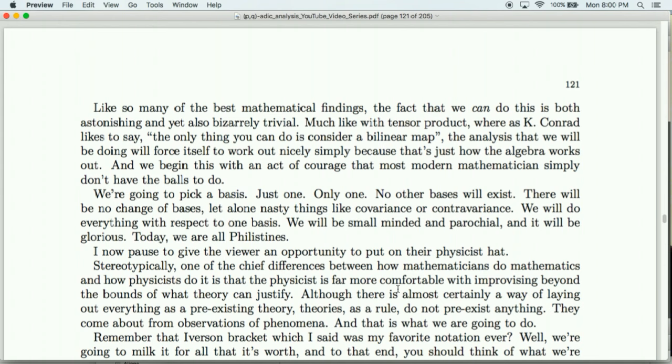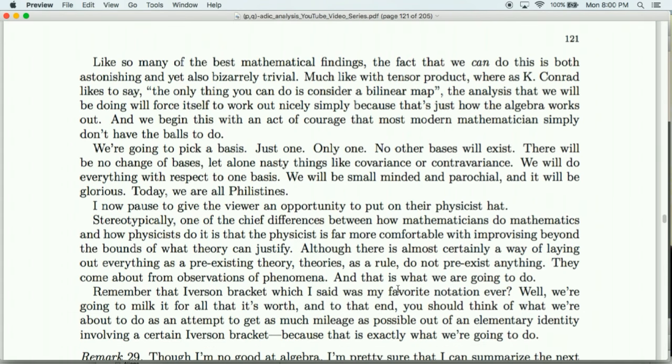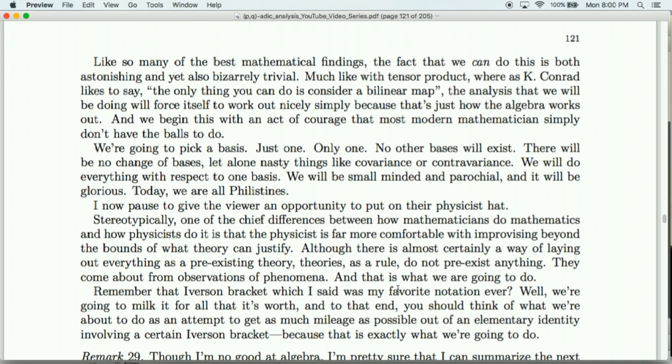Yeah. So, although there is almost certainly a way of laying everything out as a pre-existing theory, theories, as a rule, don't pre-exist anything. They come about from making observations, and so that's what we're going to do. In an earlier episode, I once said that the Iverson bracket is my favorite notation ever. Well, here's part of the reason why, because I literally owe my doctoral degree to the Iverson bracket.